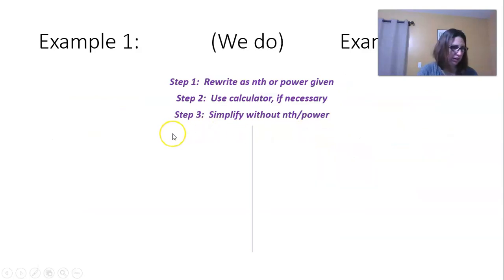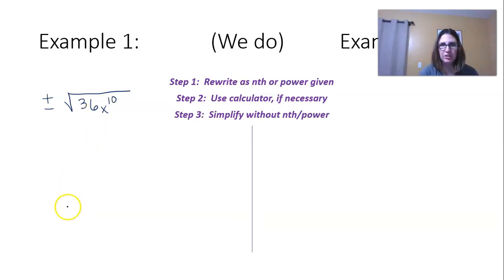I want you guys to try the next two. This one is this example right here, I want you guys to try to get both of them. Just make sure you bring it down. We're going to do the square root of 36x to the 10th power. I want you to work on that one. So take a minute, see if you can rewrite this to the power of 2 and use a calculator if necessary. Okay, I'll pause for just a moment.